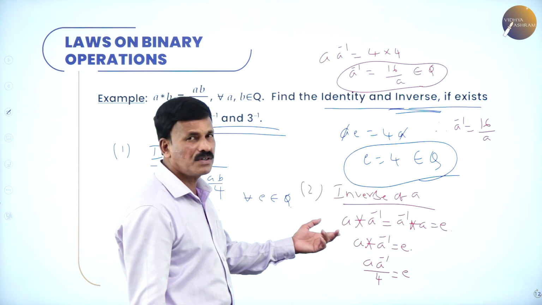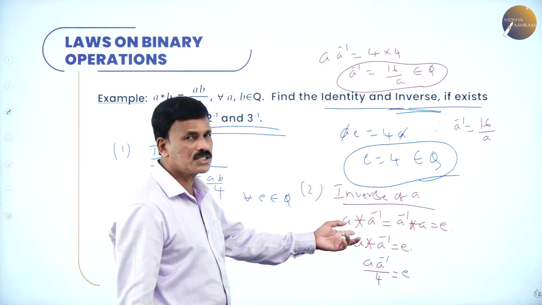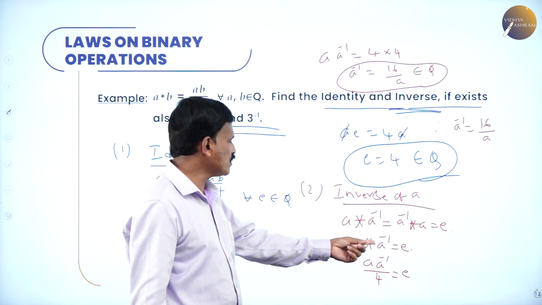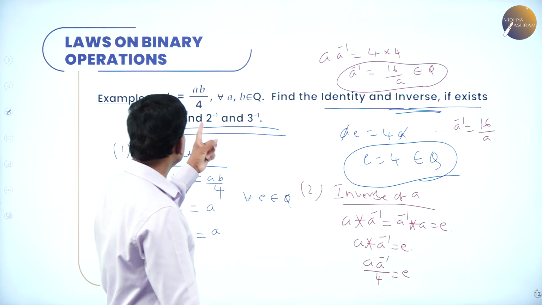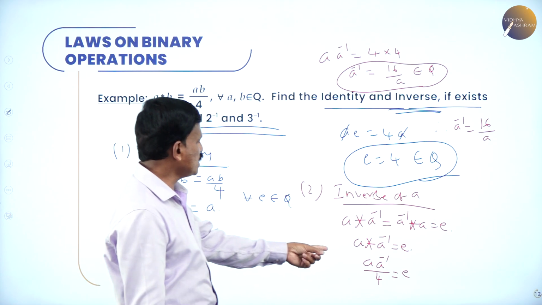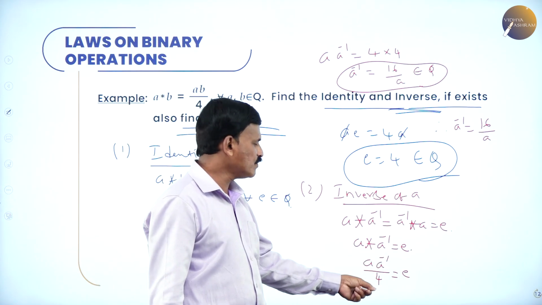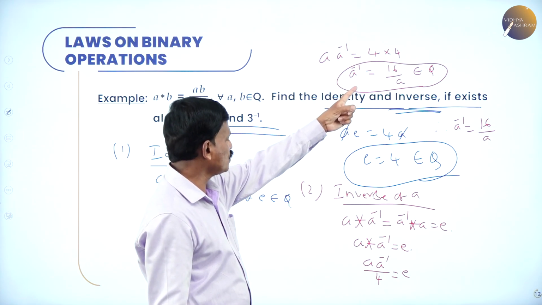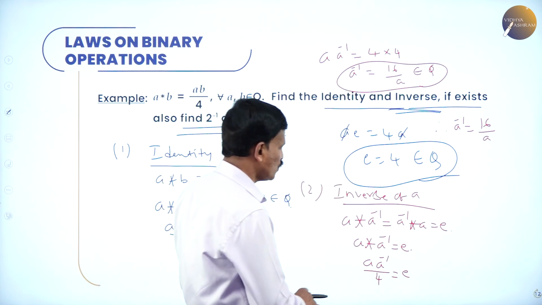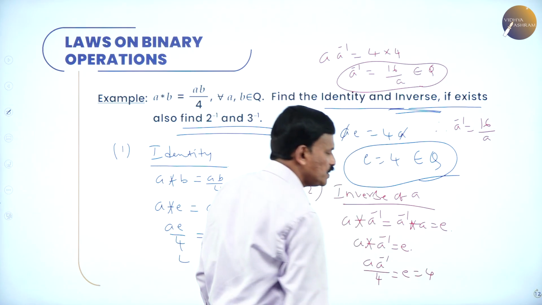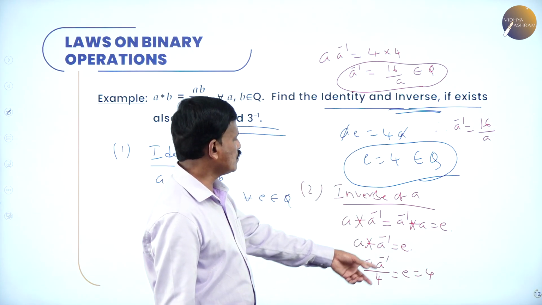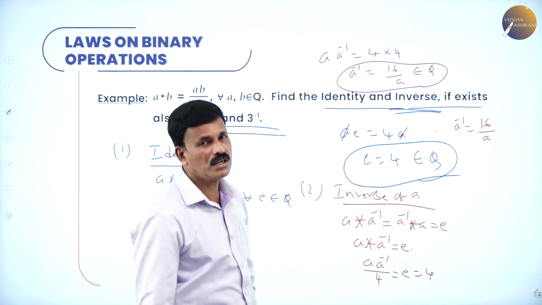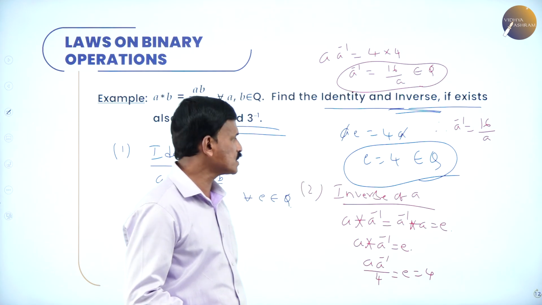Now the existence of the inverse element. Inverse of A means A star A inverse is equal to A inverse star A is equal to E. Let us take one part. A star A inverse is equal to E. According to the definition, A star B is equal to AB by 4, so A star A inverse is equal to A into A inverse by 4 is equal to E. Cross multiply. A into A inverse is equal to E into 4, because the value of E is 4. So A into A inverse is equal to 4 into 4, which is 16. A inverse is equal to 16 by A, which belongs to Q.